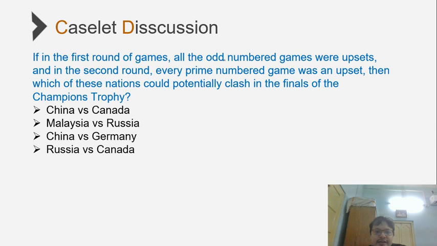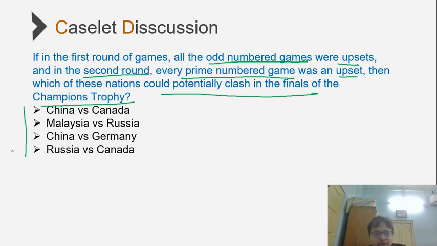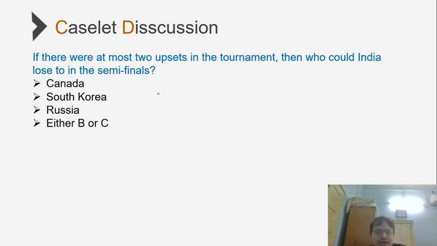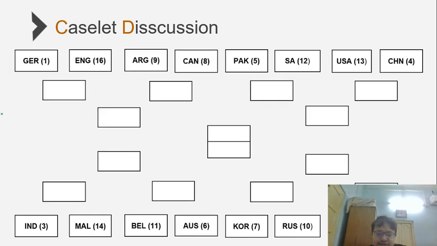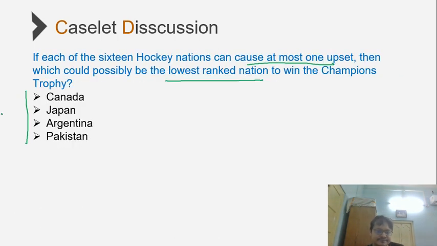The third is saying if in the first round of games all the odd numbered games were upsets, and in the second round every prime numbered game was an upset, then which of the nations could potentially clash in the finals of the Champions Trophy? The last question in the set is saying if there were at most two upsets in the tournament, then who could India lose to in the semi-finals? So these are your 4 questions in the set.